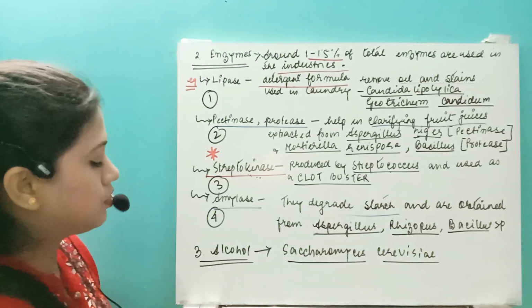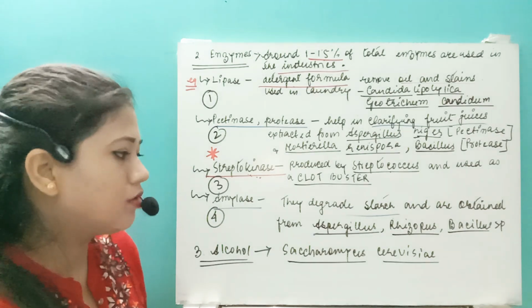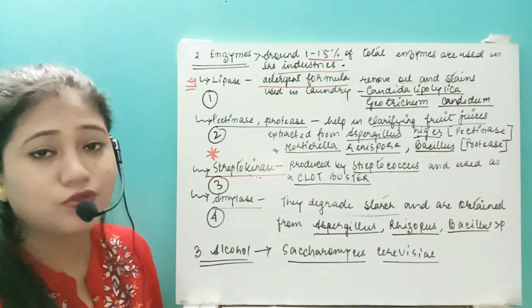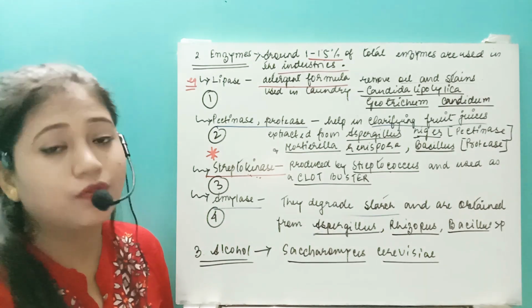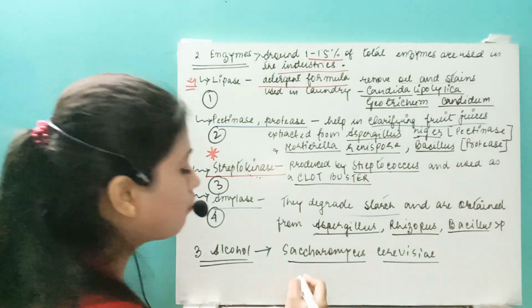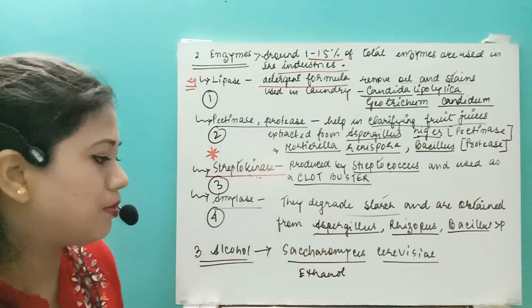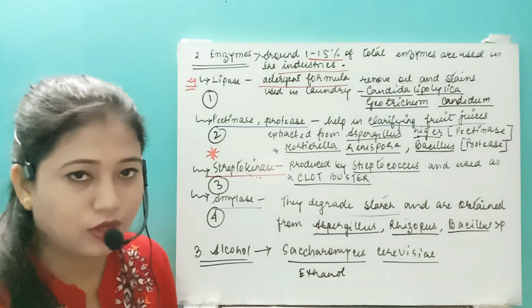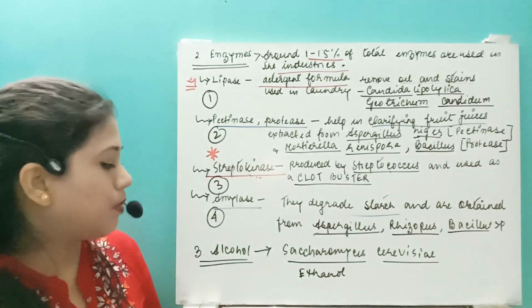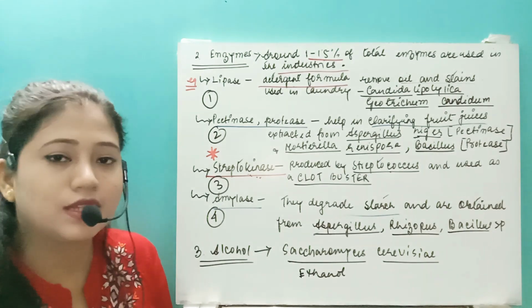Then after that, let's move to the next part, which we have already completed, that is alcohol. So alcohol is produced from what? From Saccharomyces cerevisiae, brewer's yeast, which helps in the production of ethanol. This ethanol is nothing but alcohol. So that's all about enzymes and alcohol. After that, let's move to the next part.